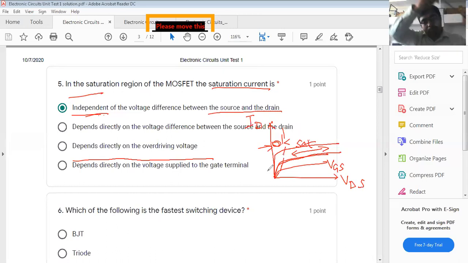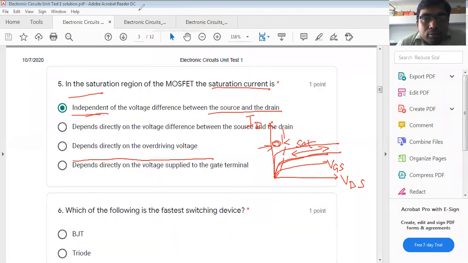There is some problem with my mic. Hello. Now am I audible or not? Please confirm, am I audible? Yes, sir. Headphone is not working now.